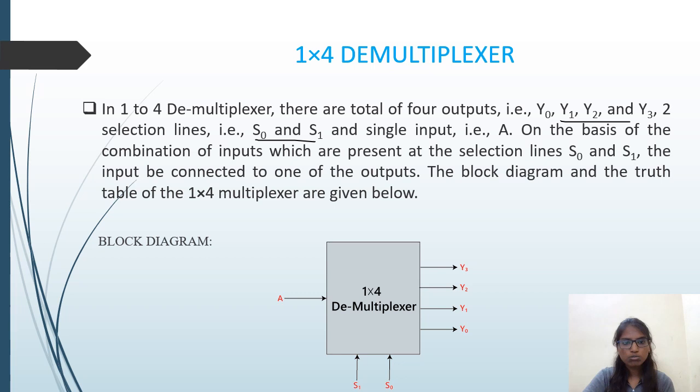The block diagram of 1:4 demultiplexer is here. A is the input, and in 1:4 demultiplexer we are using 2 selection lines, that are S0 and S1. Then, as it is 1:4 demultiplexer, we are getting 4 outputs, Y0, Y1, Y2 and Y3.